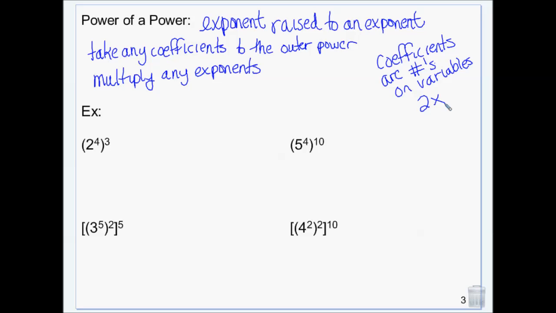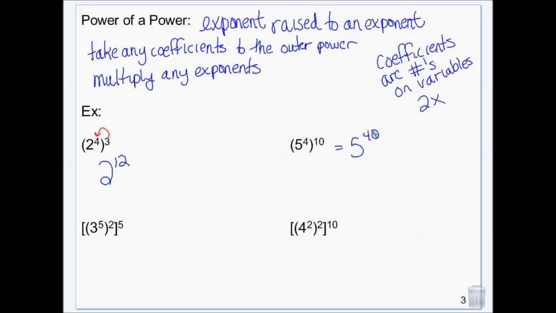Doesn't it just multiply the number on the outside of the parentheses in? Multiplies, yes. So I'm going to take this 3 and multiply it by that 4. That'd be 12. Exponents raised to powers are multiplied by exponents. So this would be 2 to the 12th. Here, 5 to the 40th.